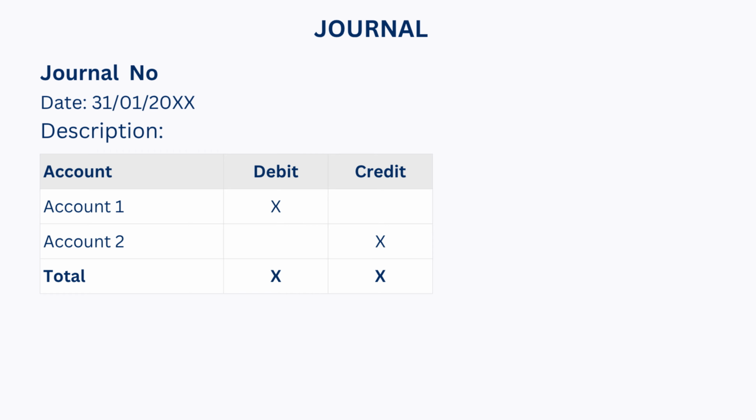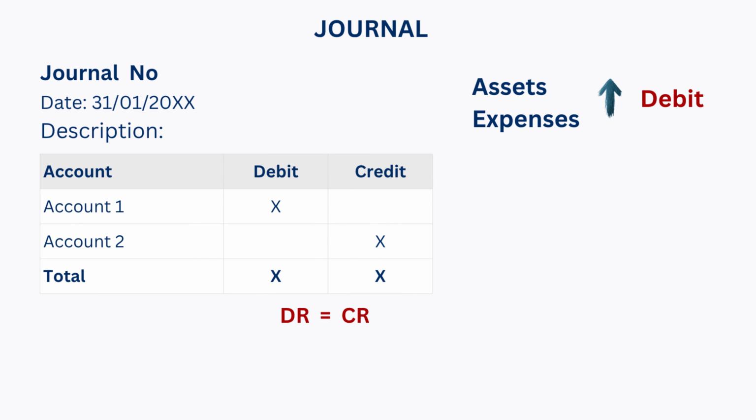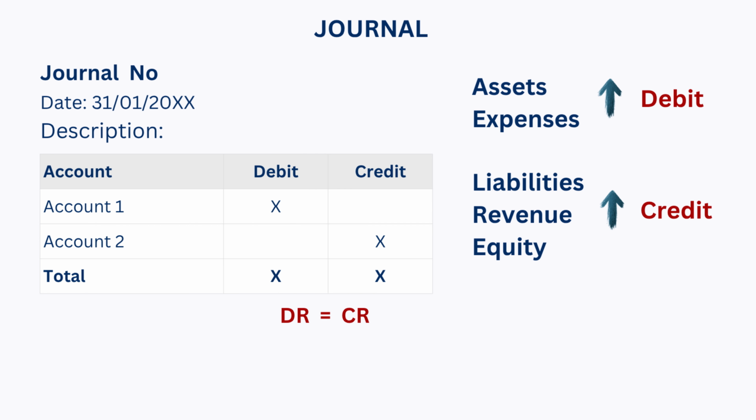Let's quickly recap what we've covered about journal entries. A journal entry records the double entry for a transaction. Every transaction has 2 sides, a debit and a credit, and they must always be equal. Assets and expenses increase with a debit. Liabilities, income, and equity increase with a credit.